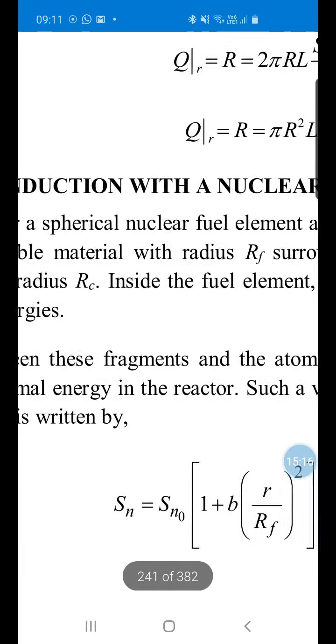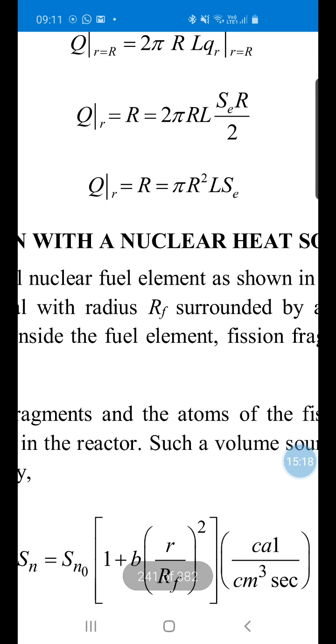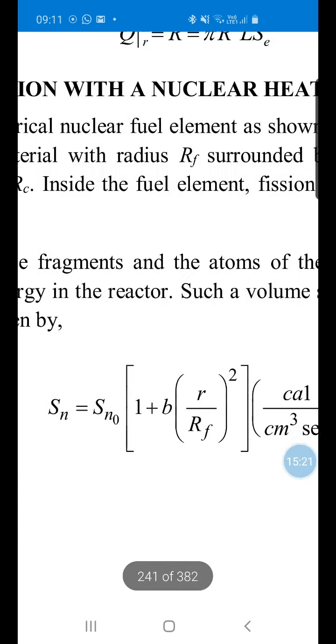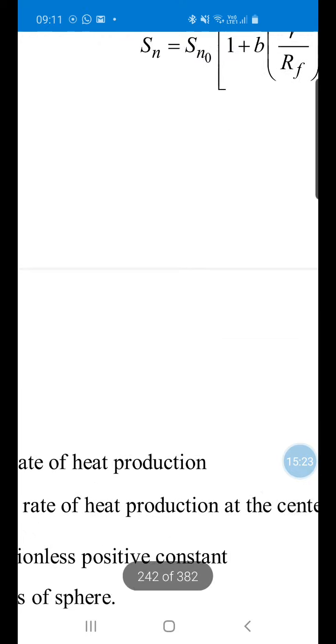The next derivation is heat conduction with a nuclear heat source. But this derivation requires a lot of assumptions and is also out of syllabus.